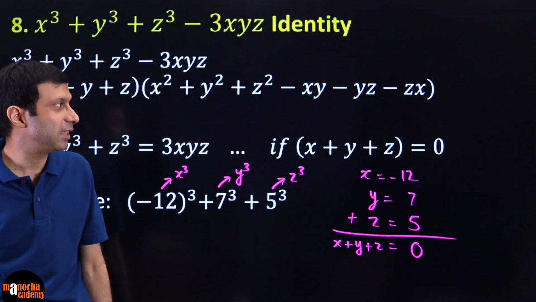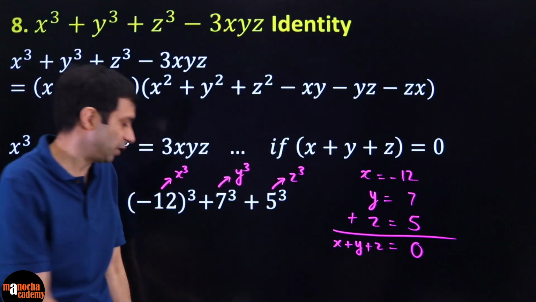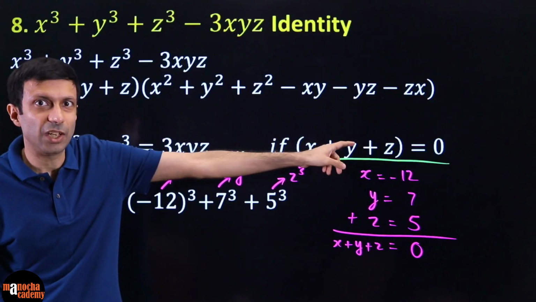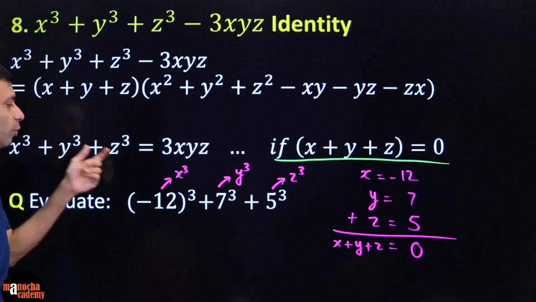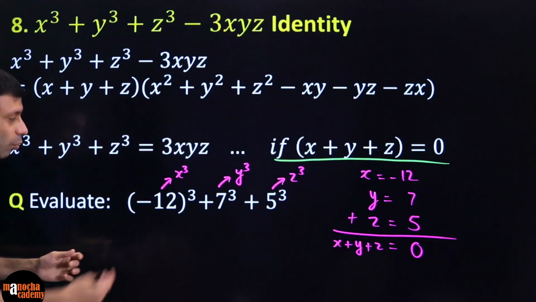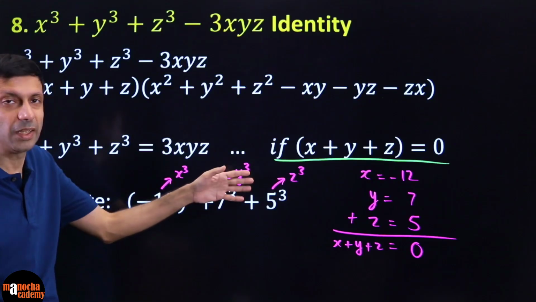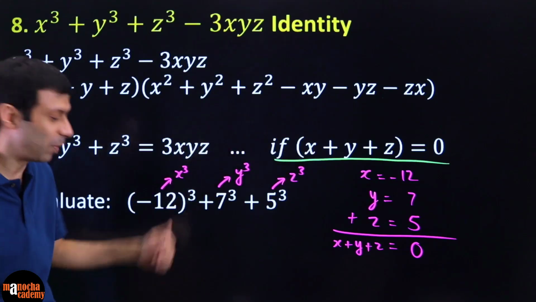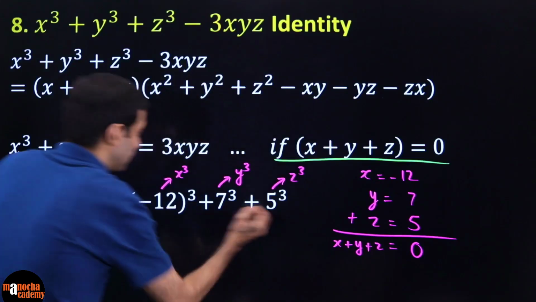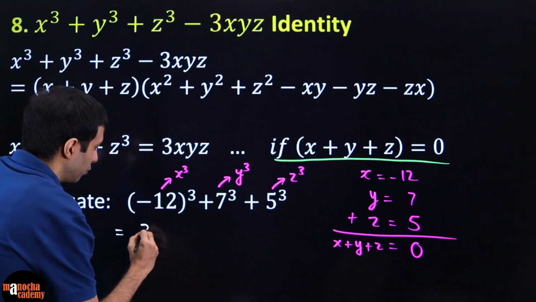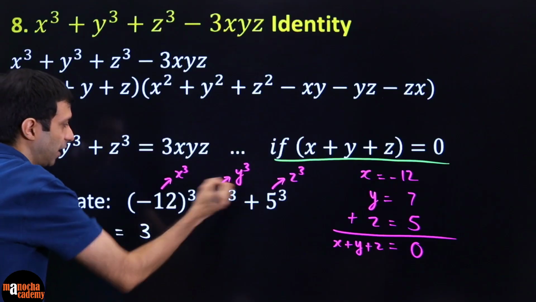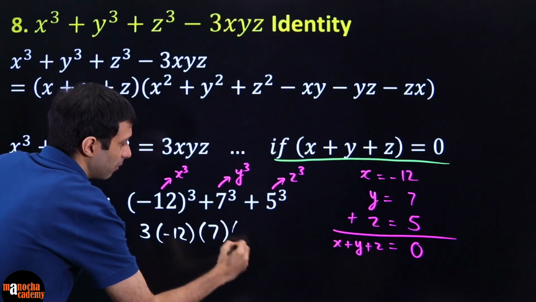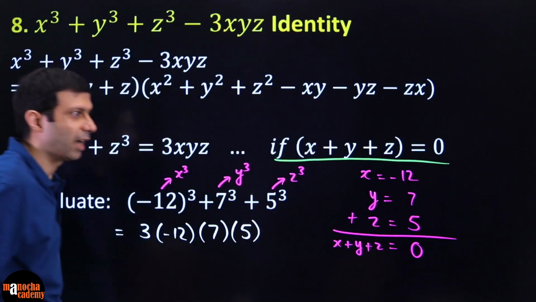So we can apply this special condition which says, if the sum of my terms, x plus y plus z, is 0, then x cube plus y cube plus z cube is very simple. One way is you might say, I'll evaluate this by cubing these, but that will take a long time. We know that the sum is 0, so we can be smart here and say that this thing is nothing but 3 times xyz. Who is my xyz? 3 times minus 12 times 7 multiplied by 5, and we are done.